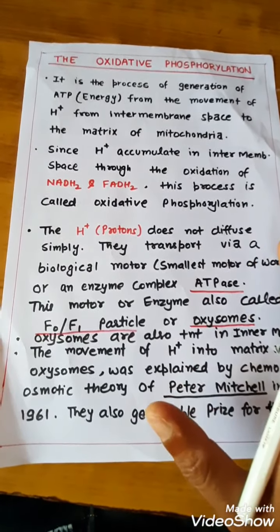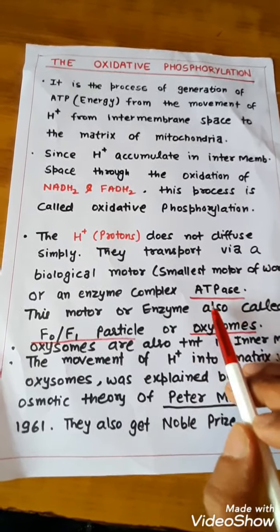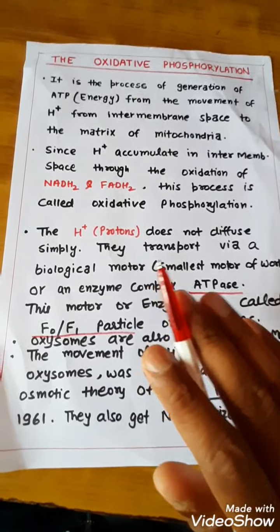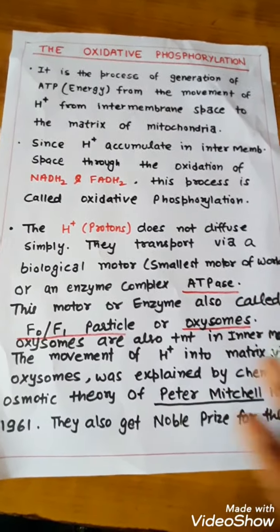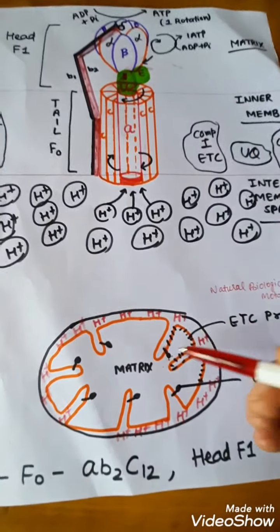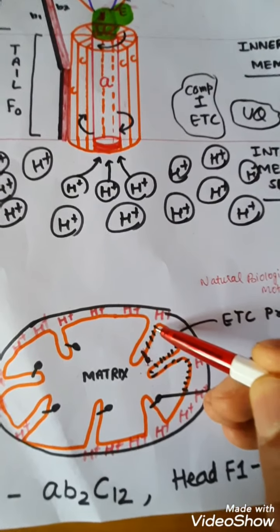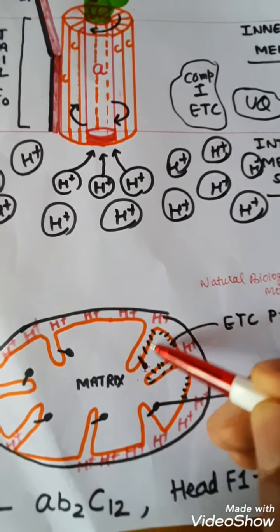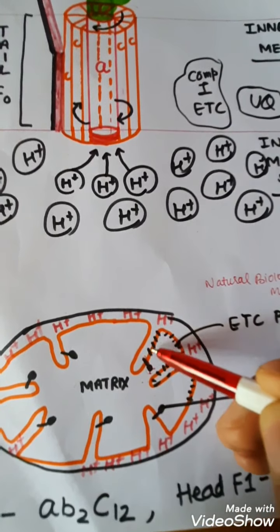As I told you earlier in the video, the most important components for oxidative phosphorylation are the oxysomes or the F0 F1 particles. These are also called the enzyme complex ATPase. The site of oxidative phosphorylation is also the inner membrane of the mitochondria, like the electron transport chain. Here the black marks, that is 1, 2, 3, 4, suppose these are our electron carrier complexes, complex 1, 2, 3 and 4.